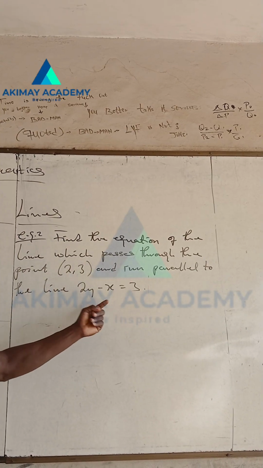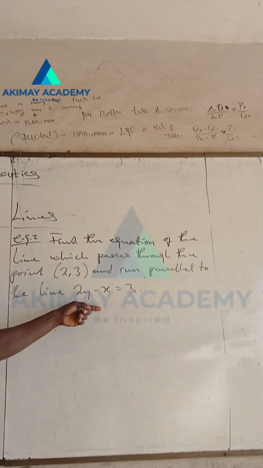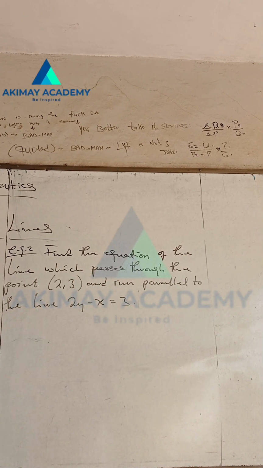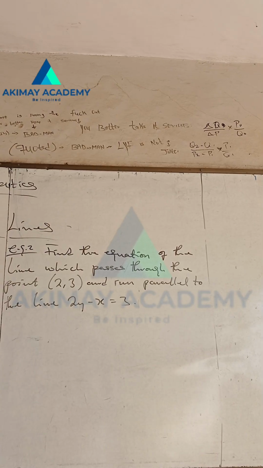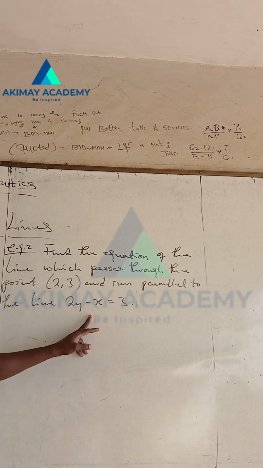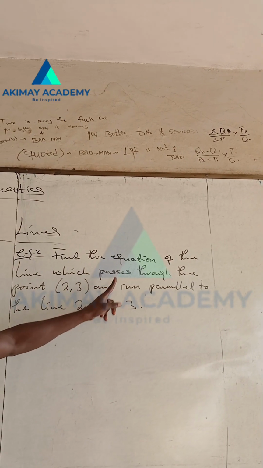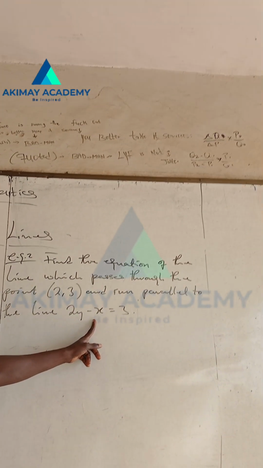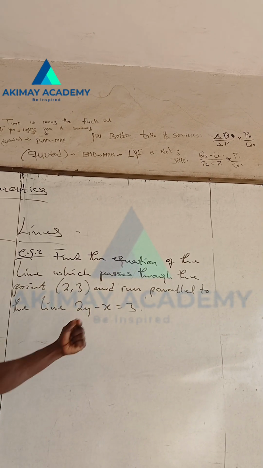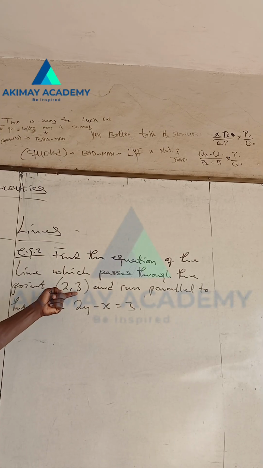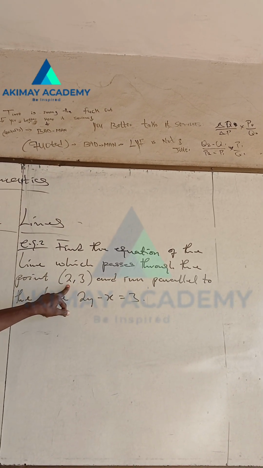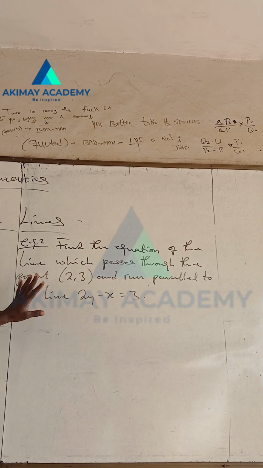If that particular line is running parallel to this line, then it means their gradients are the same. That's why we said parallel lines have the same gradient. So if that line is running parallel with this line, then the gradient of that line and that of this one are the same. So what we have to do is find the gradient of this particular line so that we will use that gradient to find the equation of the straight line using this particular point. I hope you get what I'm saying.